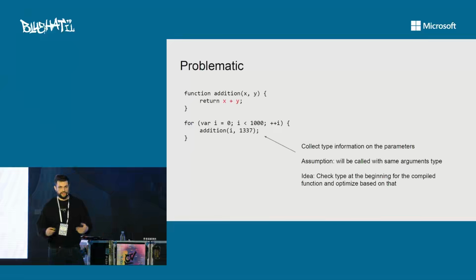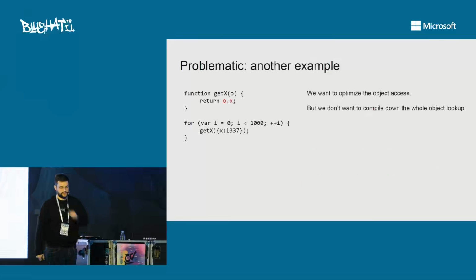So the JIT compiler will make the assumption that we've only seen integer parameters for that function, so more than likely the parameters will continue to be of the same type. The idea is that the JIT compiler will check the type of the parameters at the beginning to make sure it's what we assume, and the code will be generated based on that assumption, which is why it's called speculative compilation, because we speculate on the type of the parameters.